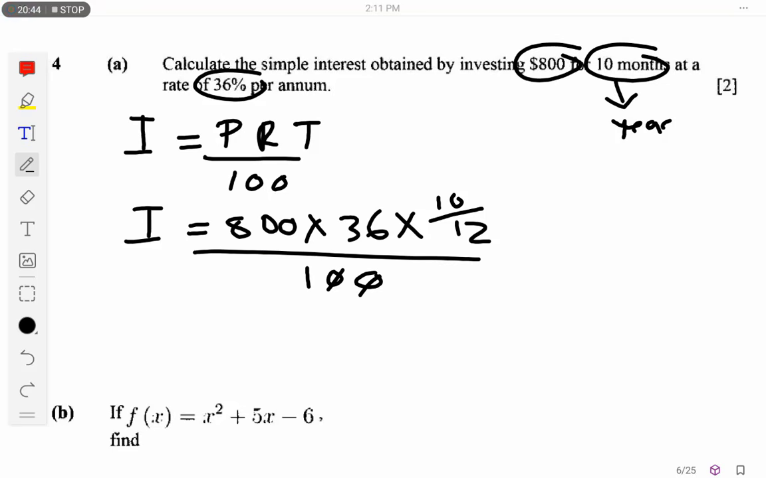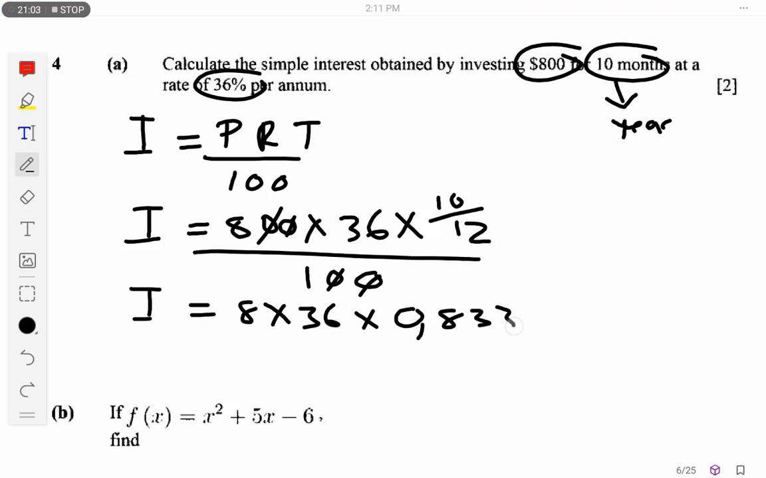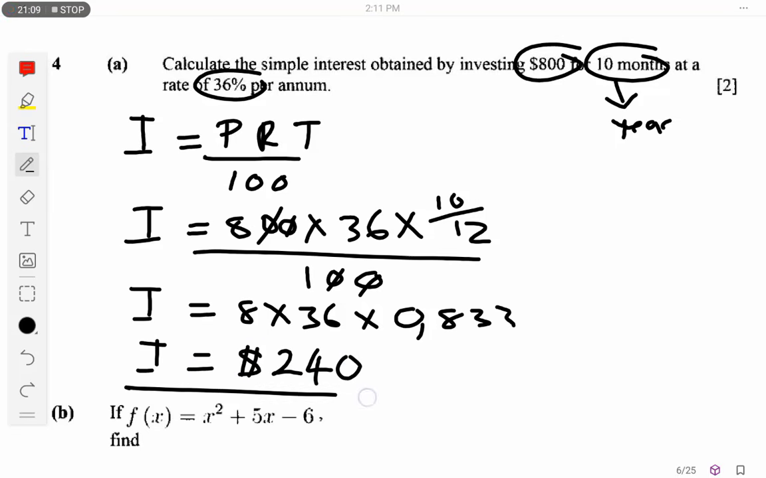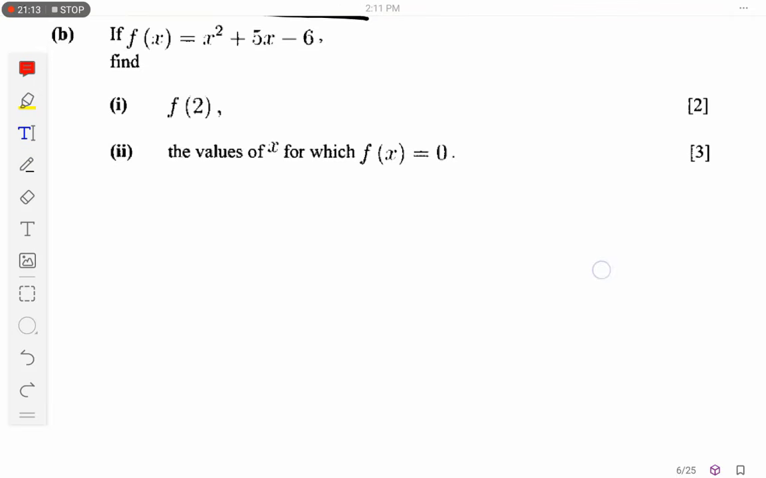So if I cancel 100 there, 100 there, I have my interest is equal to 8 times 36 times 10 divided by 12. What do I get? 10 divided by 12, I'm getting 0.833. Then I multiply, and I'm getting my interest as 240. Okay, let's go to the next question.